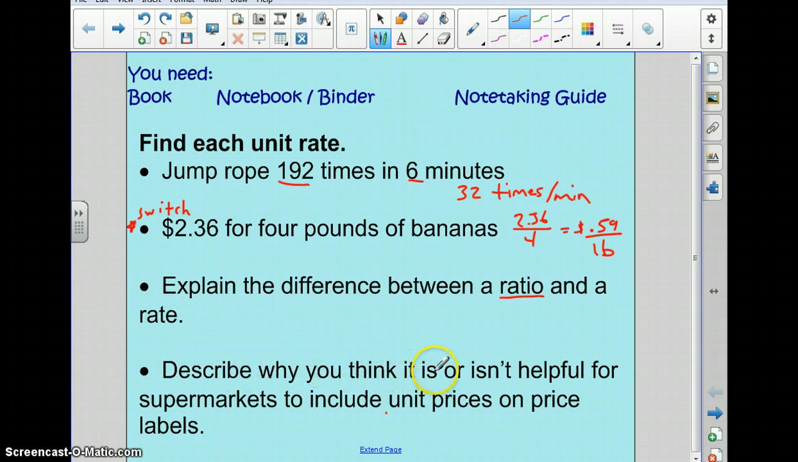Describe why you think it's helpful for supermarkets to include unit price as well. It helps the consumer, the people that are buying the food, to be able to say, hey, which is the better deal? Am I getting a better deal by buying this larger size or by the smaller size? Especially if you go to places like Walmart, you'll see the little orange tag in the corner that says like 2.1 cents. That's talking about 2.1 cents per ounce or 19.4 cents per ounce. So you can compare to see which one is the better buy.